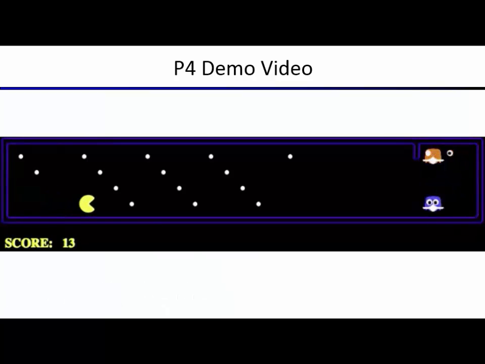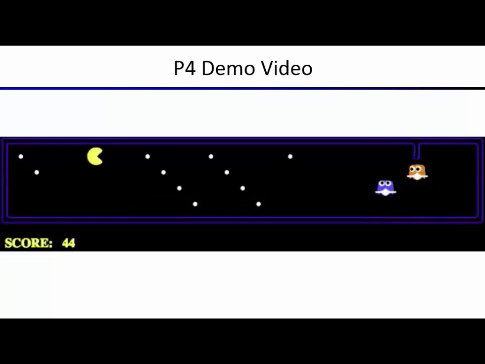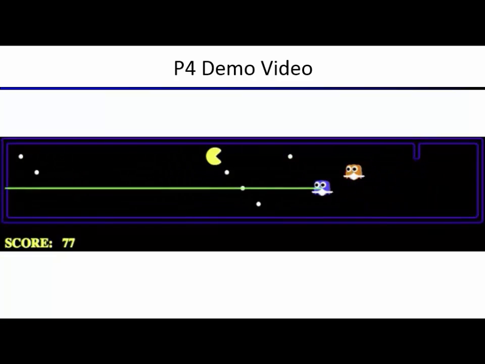Let's take a look at what the game will look like. So here's a video replay of one of the staff implementations. So what you'll see here is Pac-Man's playing with fast. So it has the speed power, the ghosts have the laser power.